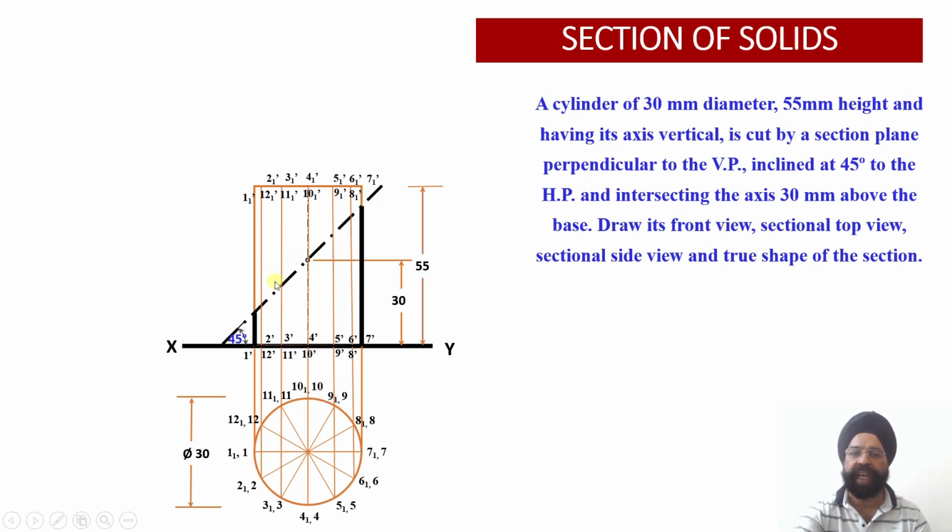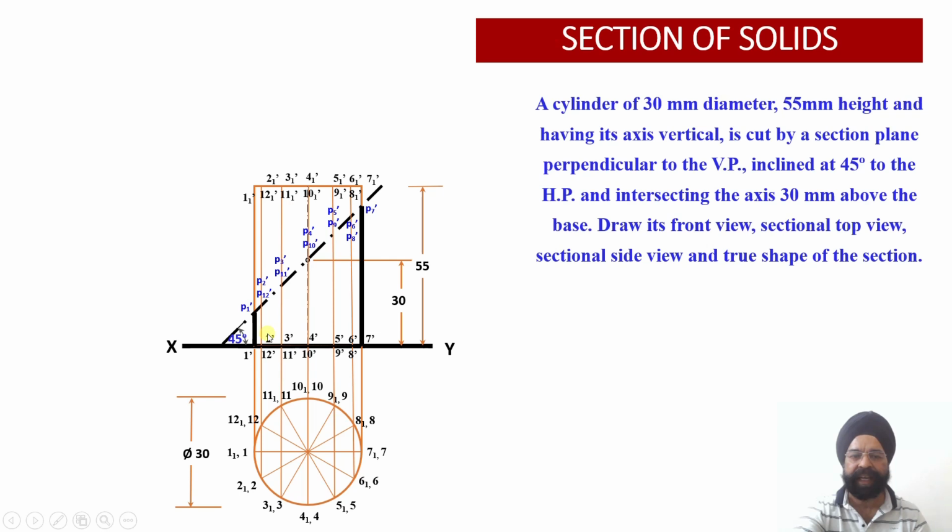Now I am going to name these points once again for simplicity. The intersection point is P, and 1, 2, 3, 4 will be the points which lie on the corresponding vertical generator. So here you see I have marked all the 12 points. P1 dash has been marked as the point of intersection of the vertical generator 1 1 dash and 1 dash. P2 dash is the point of intersection of the vertical generator 2 1 dash and 2 dash.